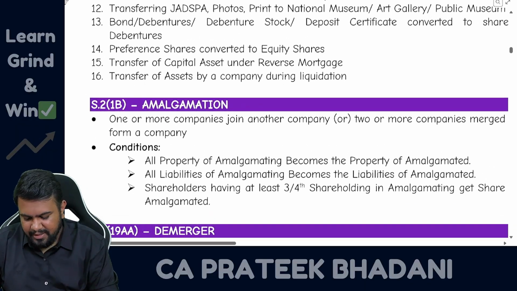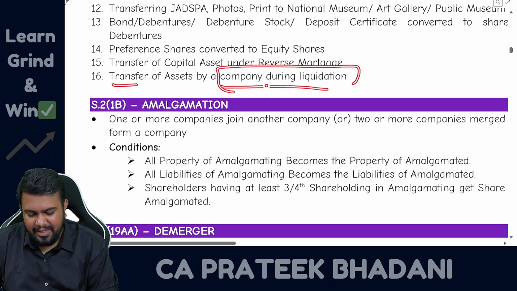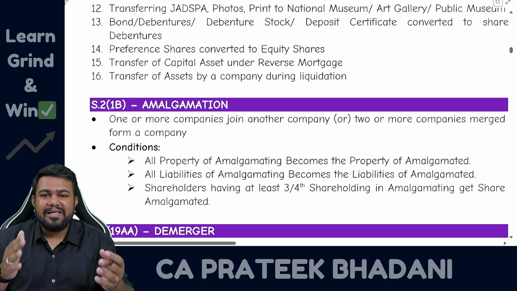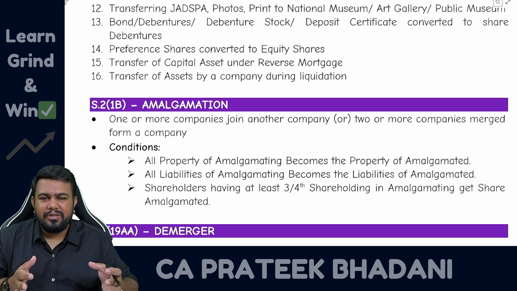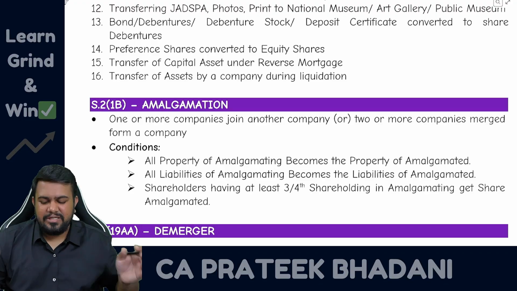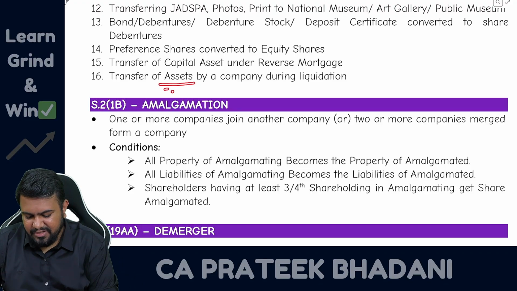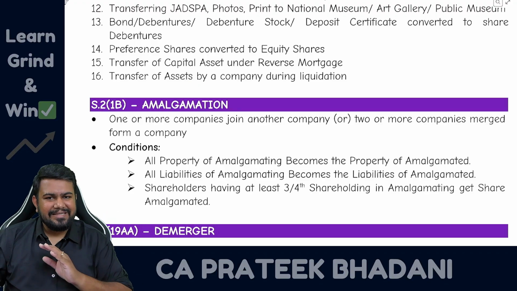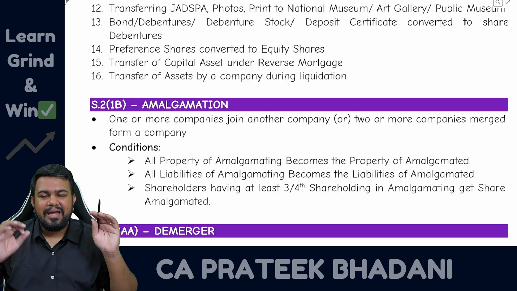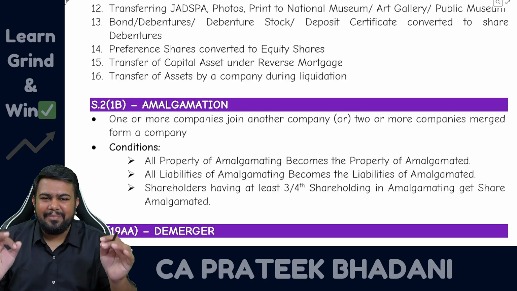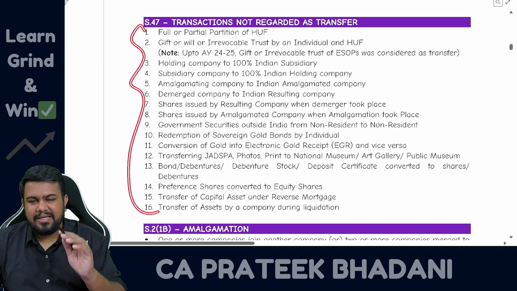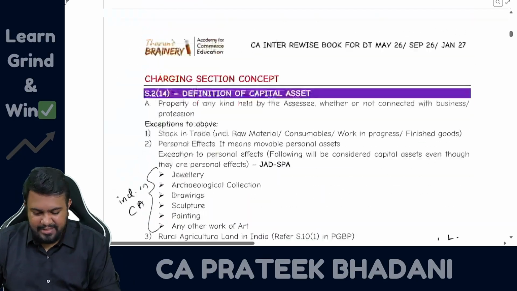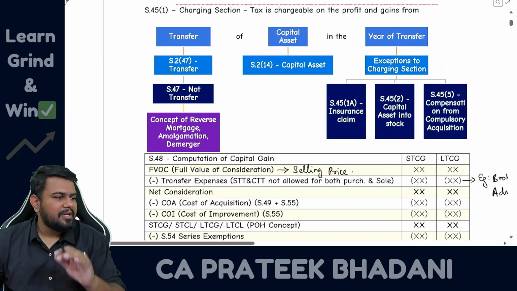Now last point, transfer of assets by a company during liquidation. So the company itself is liquidating or closing down. While closing down, whatever assets belong to the company, it will distribute to its shareholders. In such a case, when it is transferring the assets during liquidation, it is a transaction not regarded as transfer. The company need not pay any capital gain tax. So these are all the transactions not regarded as transfer. With this, your charging section is complete. I hope you are thorough with the charging section.